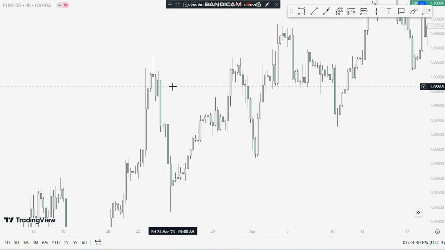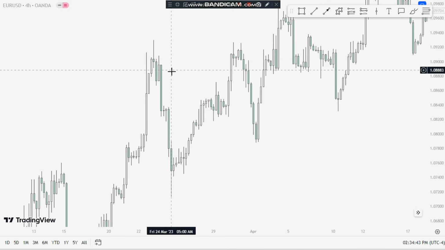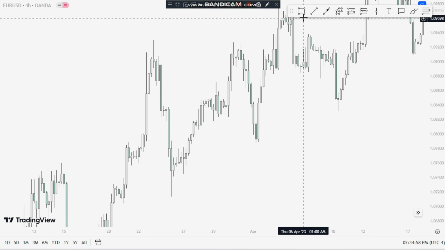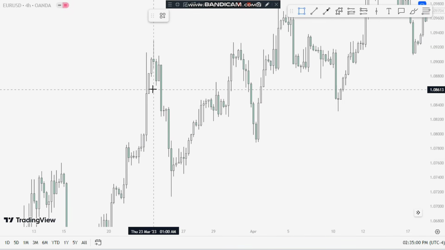Okay, so now we will discuss another famous strategy of the ICT, which is the fair value gap trading strategy. And just like the silver bullet strategy, it's also making people lose their money because again they don't know how to trade it. I will show you some example of how people lose their money.